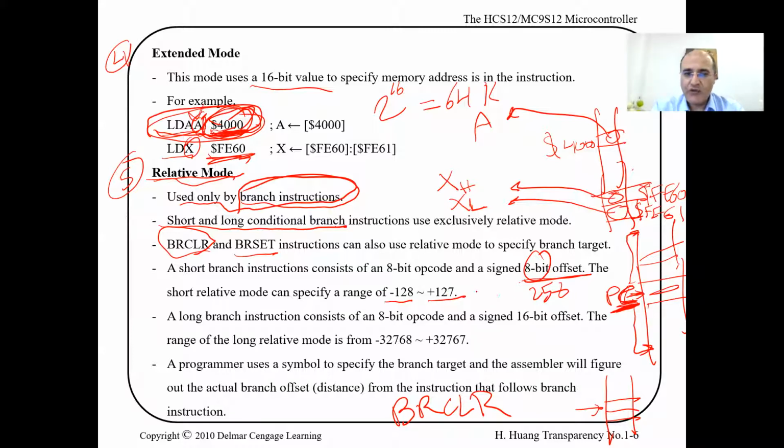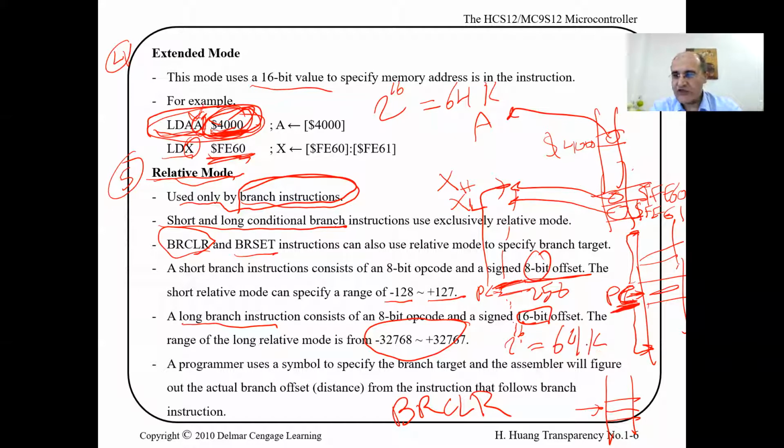So you can make your program counter go 128 locations up before the location the program counter is currently pointing at, or 127 locations after, if it's a short. If it's a long branching instruction, then you're using a 16-bit relative offset, and with 16-bit you address 64 kilobytes. Okay, 64,000 locations.